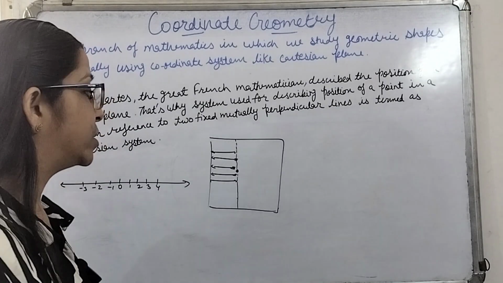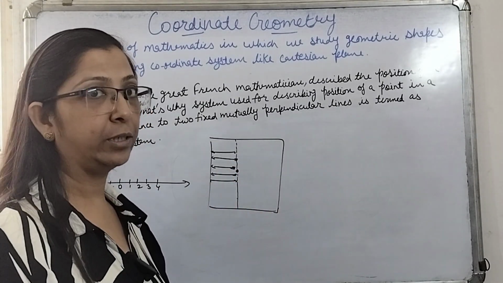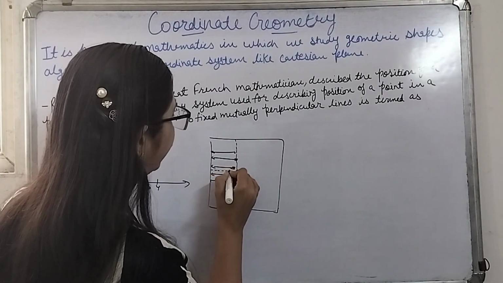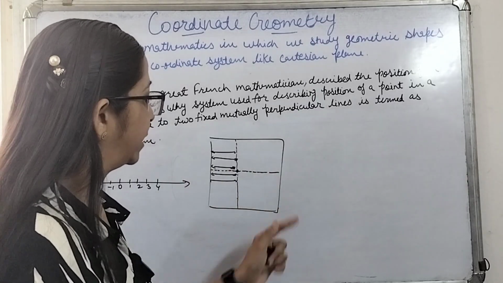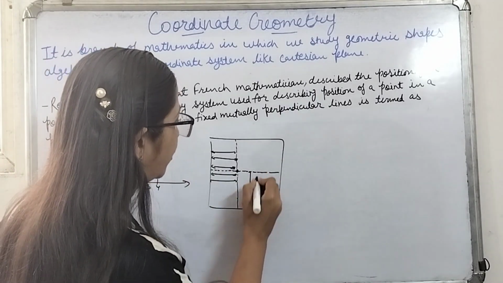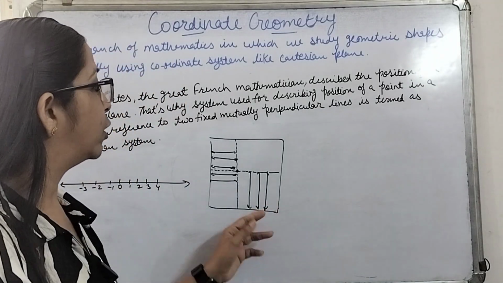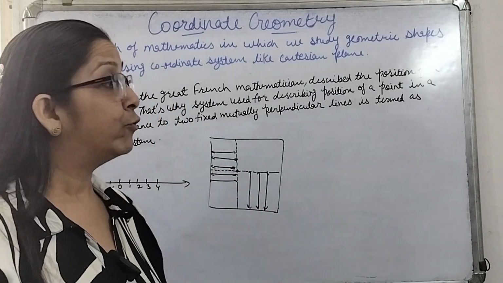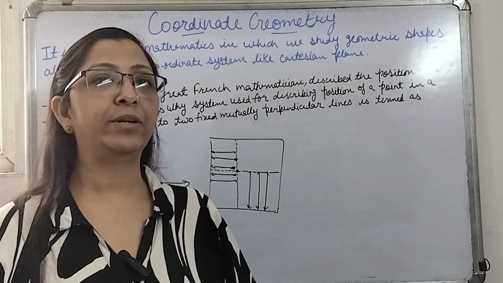And if I say that the position of the point is 5 centimeters from the bottom, then the point could be anywhere on this line, because all the points on this line are 5 centimeters from the bottom. So by one reference only, we cannot locate any object or point in a plane. For locating any point or object in the plane, we need two reference lines.